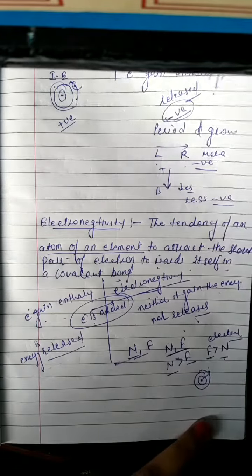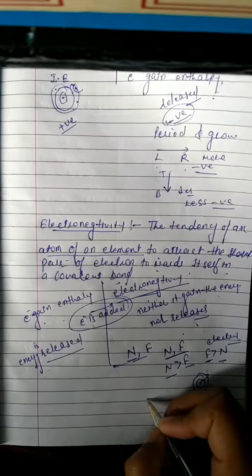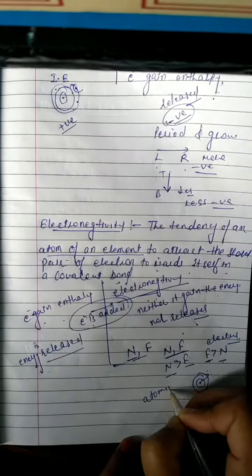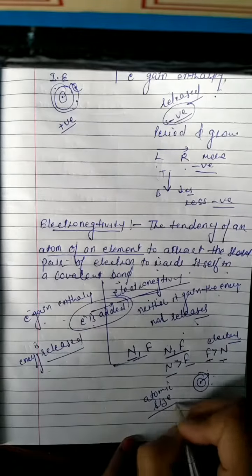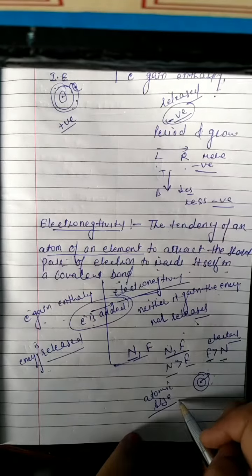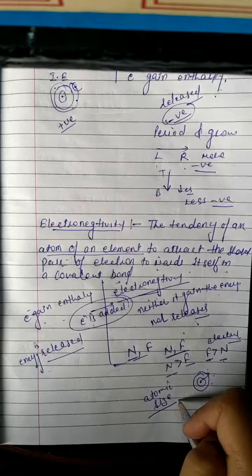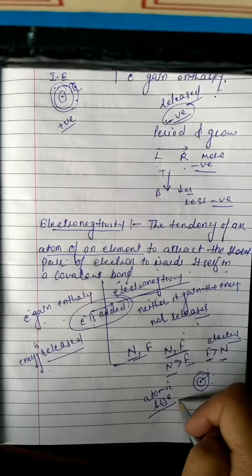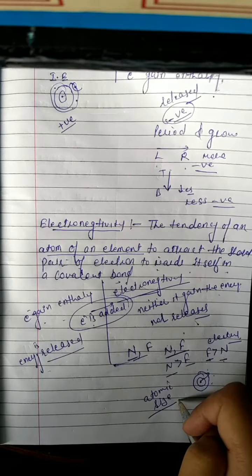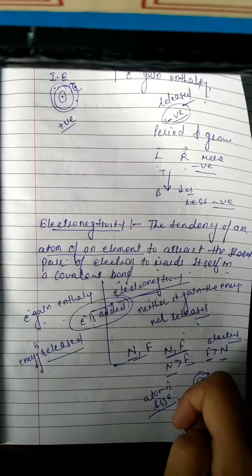Clear? In that case, mostly we have discussed electronegativity on the basis of atomic size. Clear? If any element has a small size, then it has a great attraction towards the outermost shell, and it has a great tendency to attract the electron towards itself. So that's why we can say that the element has more electronegativity.